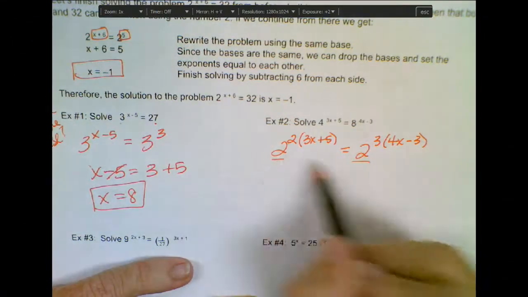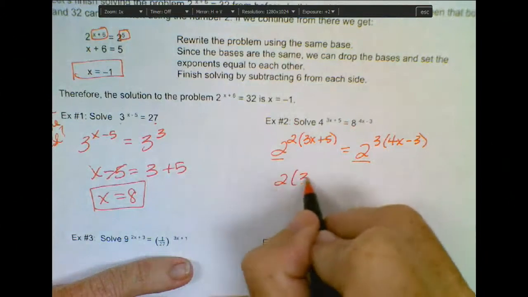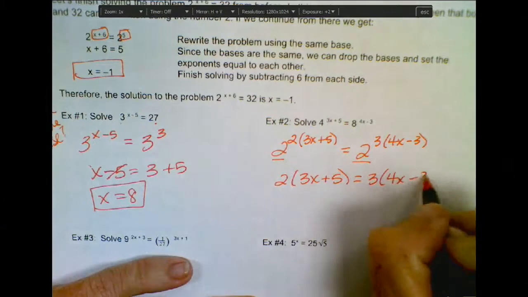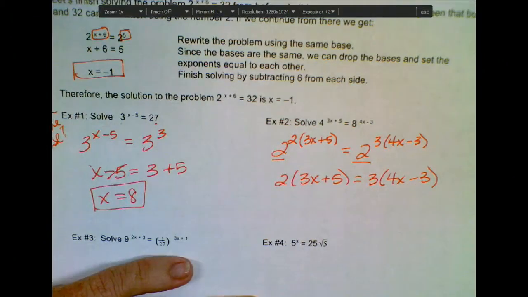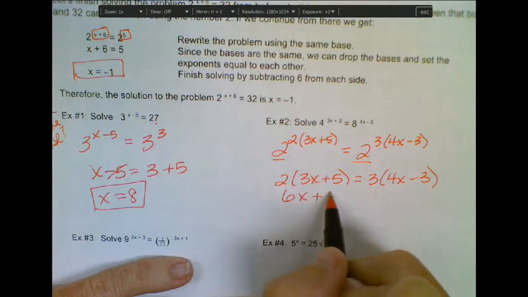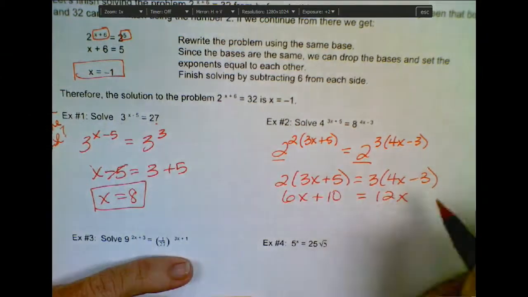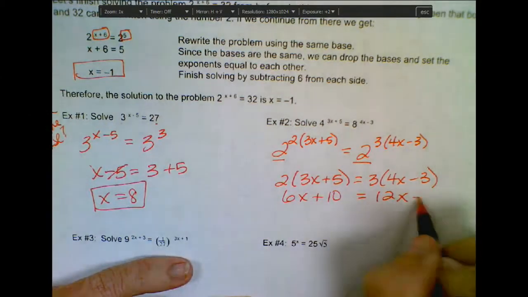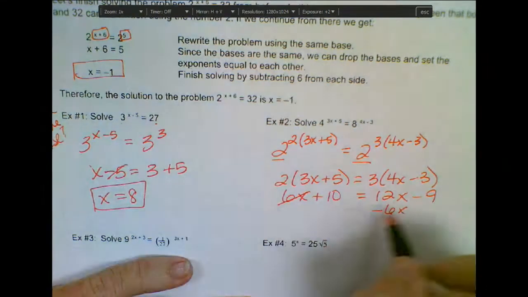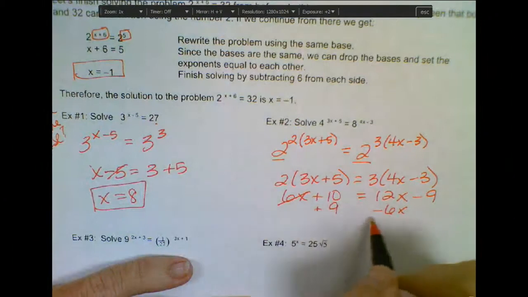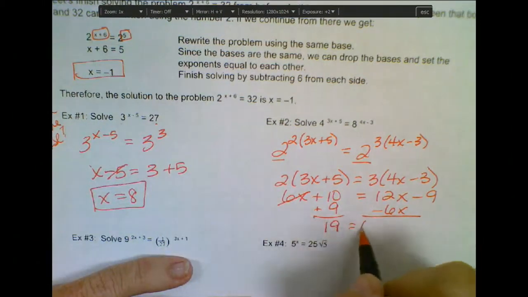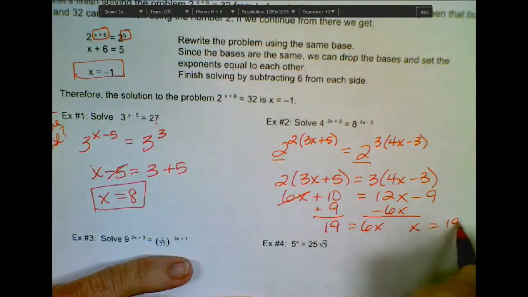Once you have the same base, you're going to pull everything down. So you have 2 times (3x plus 5) equals 3 times (4x minus 3). Then you're simply solving. This is easy. Been doing this forever. Not difficult. So you get 6x plus 10 equals 12x minus 9. Move your equations around until you get what you need them to be. So you should get 19 equals 6x. So x equals 19 over 6.